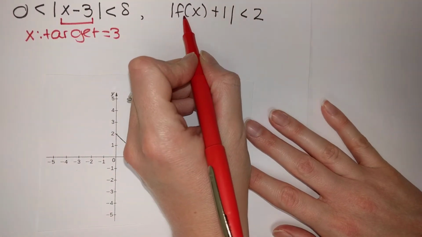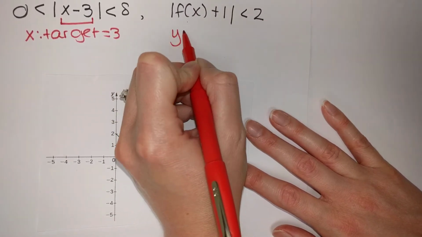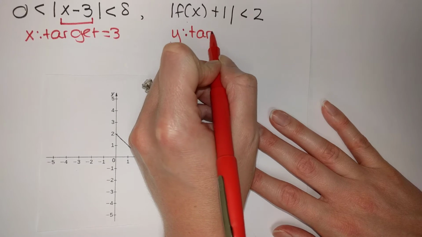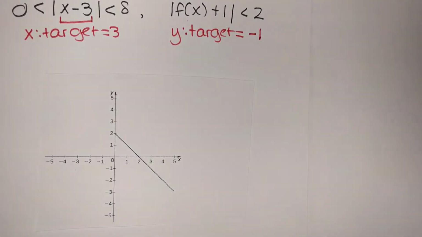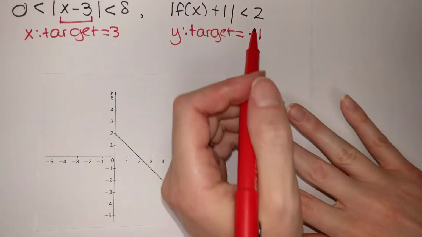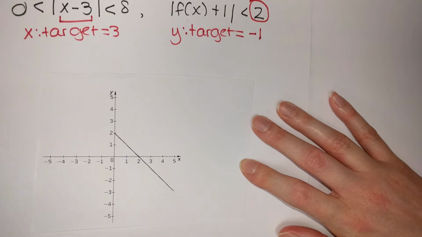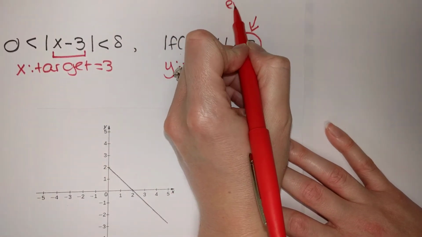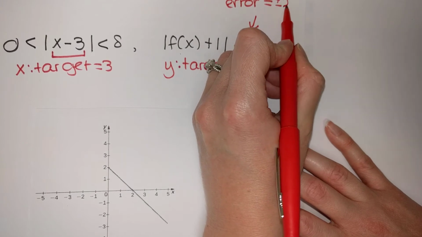And then over here with our |f(x) + 1| < 2, that tells us that our y target is going to be equal to -1. So opposite sign of what is inside that absolute value. And it tells us that our 2, because it's less than 2, that tells us that our error from y target of -1 is going to be plus or minus 2.